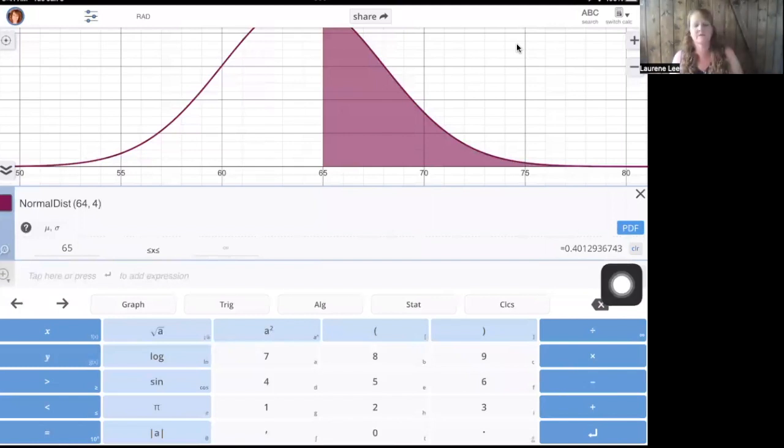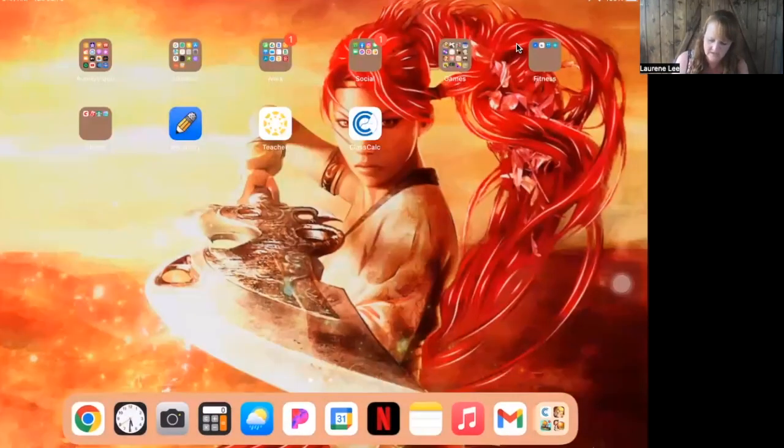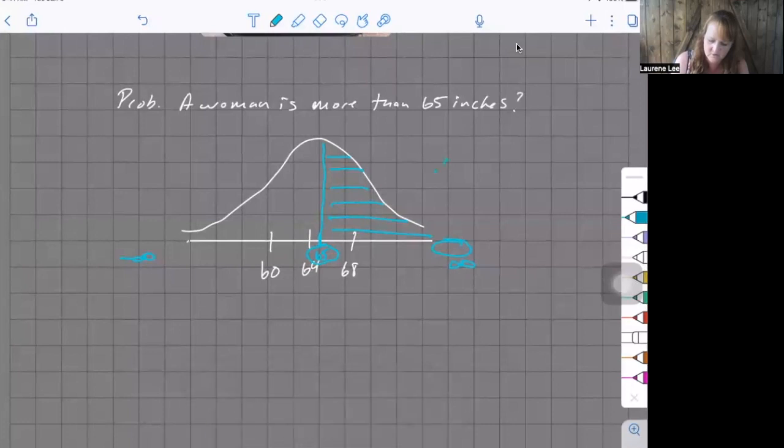Now let's talk about reasonability. Your mean is 64, right? Your mean's right in the middle, which is half. If the whole thing's 1, then half of it's going to be 0.5, right? So if I'm just a little above half, then 0.4 makes pretty good sense, a 40% chance. So I'm going to say 0.40 is my answer, 0.401.